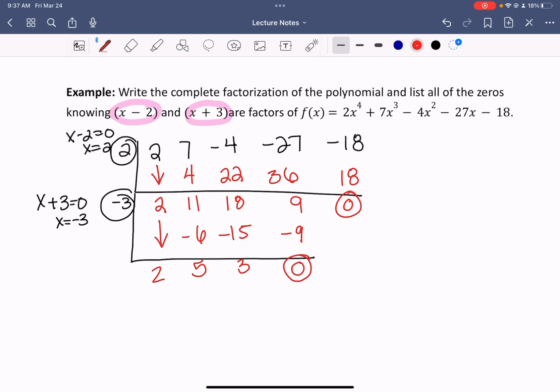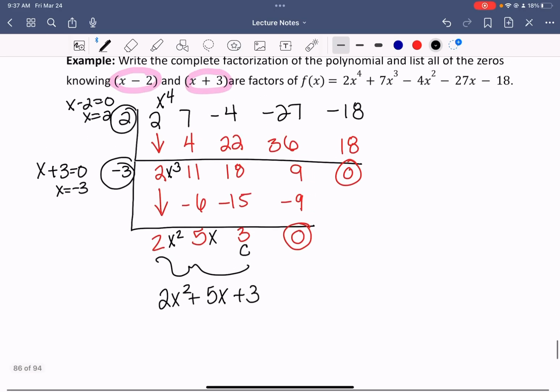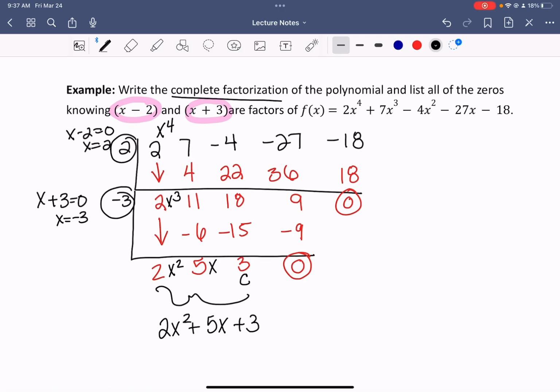Then let's look at what we have left. So we started out as an x to the 4th. We landed at an x cubed. We did it one more time, so that's an x squared. Here's our x, and here's our constant. So from this piece here, we can see we have 2x squared plus 5x plus 3. So that's my quadratic. So our goal was to get a complete factorization and list all the zeros.